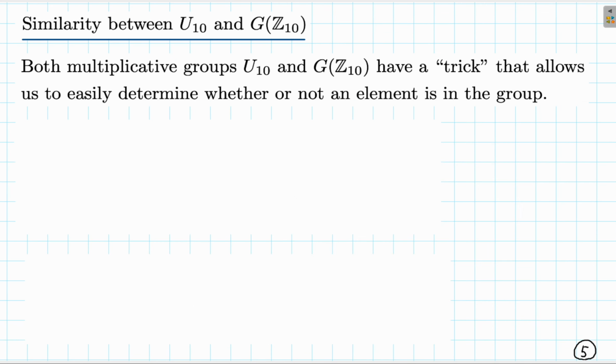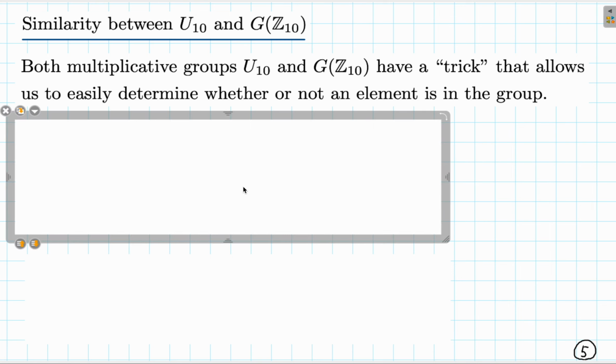We'll end this lesson by highlighting one more similarity between U10 and G of Z10. Now, by definition, U10 contains numbers in Z10 that have multiplicative inverses. And G of Z10 contains matrices in M of Z10 with multiplicative inverses. And so multiplicative inverses is the defining property of both groups. However, each group has a trick that allows us to quite easily determine whether or not an element is in that group or not.